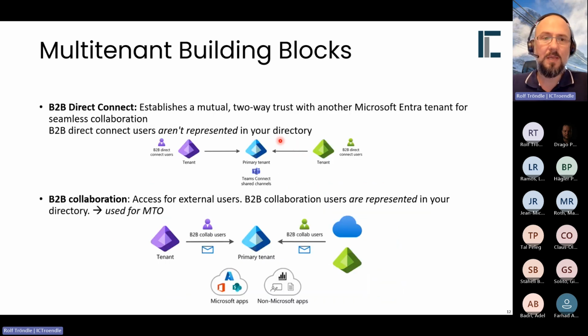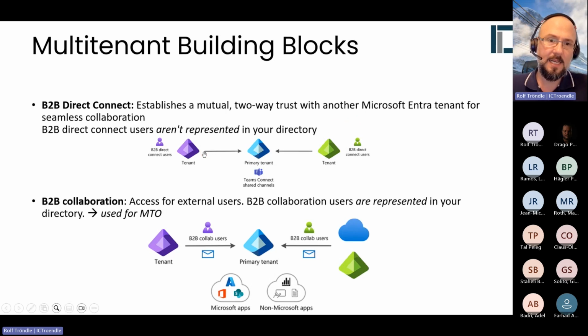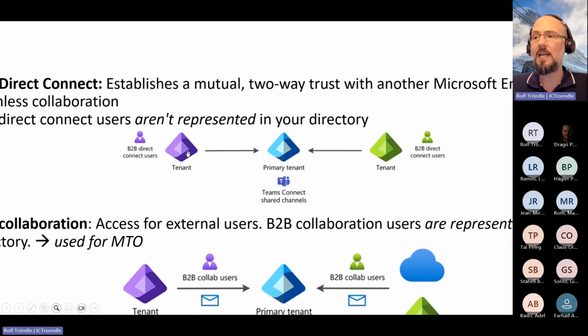Then we have the B2B collaboration part. We don't use B2B Direct Connect for multi-tenant organization. I listed it here just to have the full picture of the technologies. B2B Direct Connect is basically a cross-tenant access settings trust, but with B2B Direct Connect, the external users are not represented in your tenant. So the users in this purple tenant may access your primary tenant, the blue one, but they are not represented as a guest object in your tenant. So that's with B2B Direct Connect.